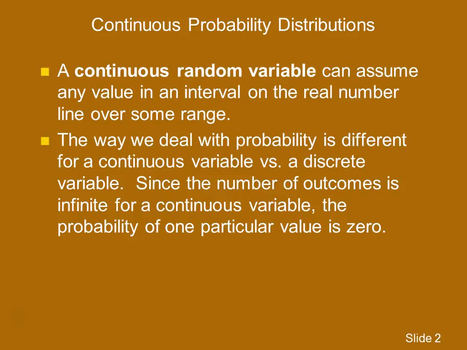With a discrete variable like the binomial, for example, flipping a coin, we had probabilities for individual outcomes, such as what's the probability of flipping 3 heads in 5 flips. But for a continuous variable, this will not be possible.